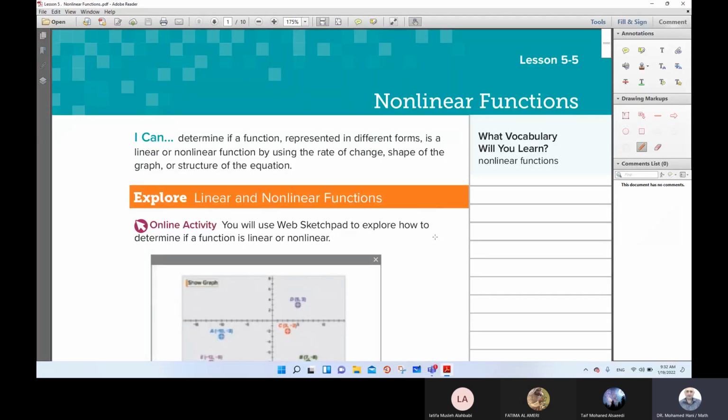Math grade 8. We are in module 5, lesson 5. Today we have non-linear functions. In this lesson we want to determine if a function represented in different forms is a linear or non-linear function by using the rate of change, shape of the graph, or structure of the equation.